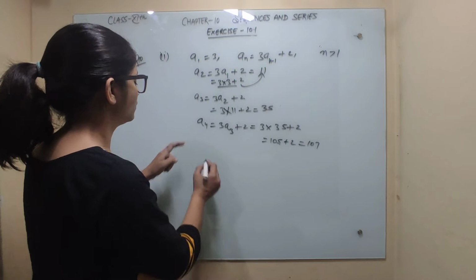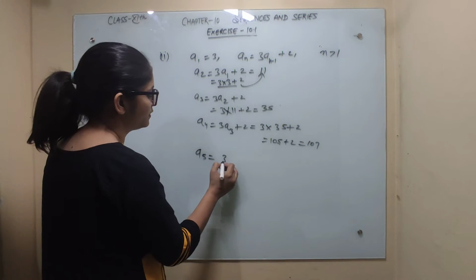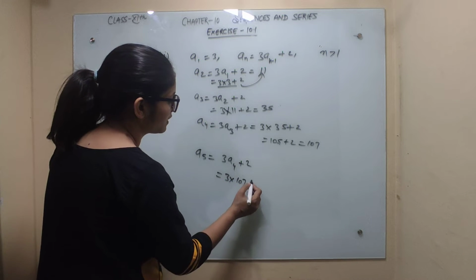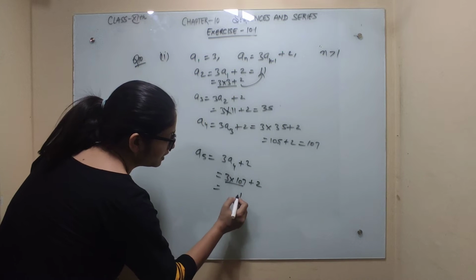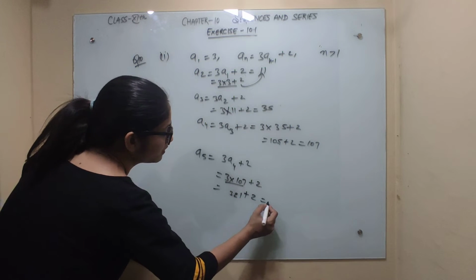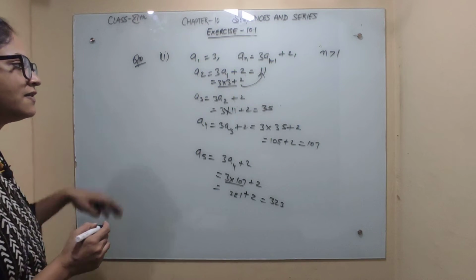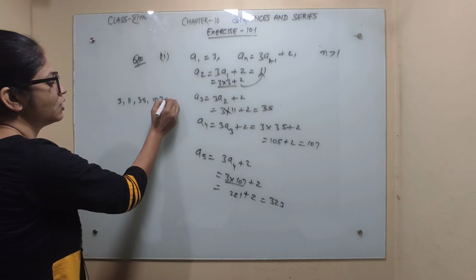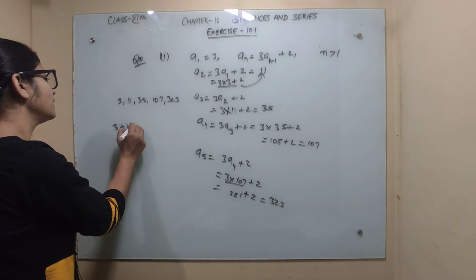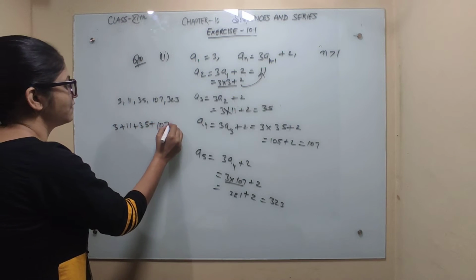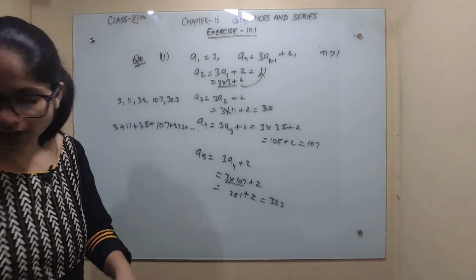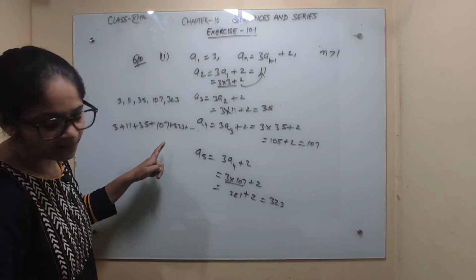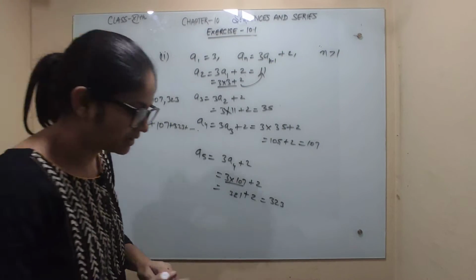First term, second term, third term, fourth term, fifth term also I have to write. A5 will be 3 a4 plus 2, so 3 into 107 is 321, plus 2, so it will be 323. So the sequence is 3, 11, 35, 107, 323. And the series is 3 plus 11 plus 35 plus 107 plus 323 plus, and so on. Now third part, question number 10.